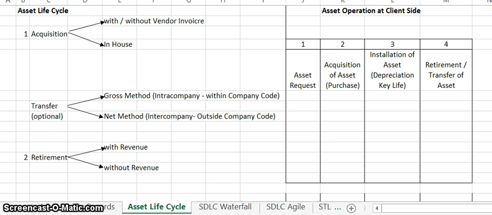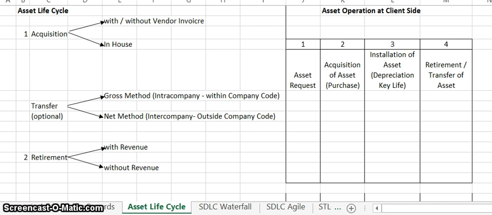In addition to the asset lifecycle, you also have the asset operation at the client side. The asset operation at the client side is going to be a four-step process. The first step is going to be the asset request, where they would complete a purchase order for the product or asset. The second step would be acquisition of the asset, where they would actually purchase the asset.